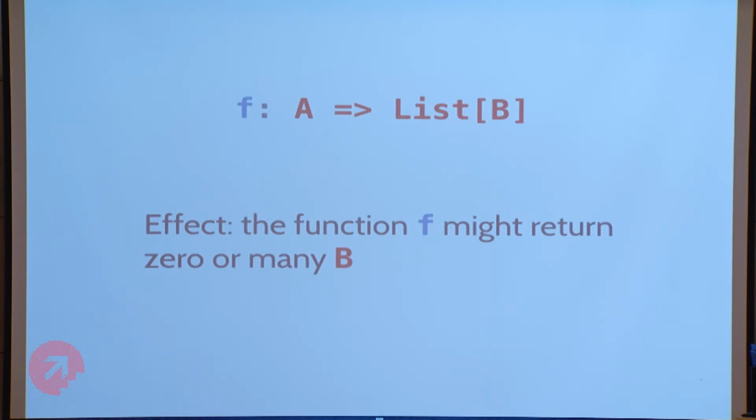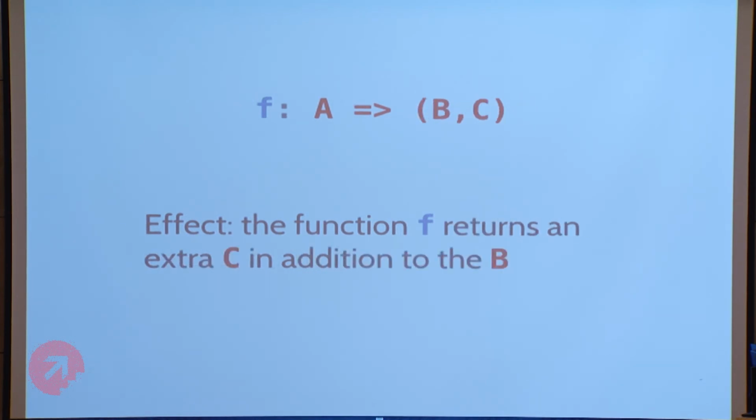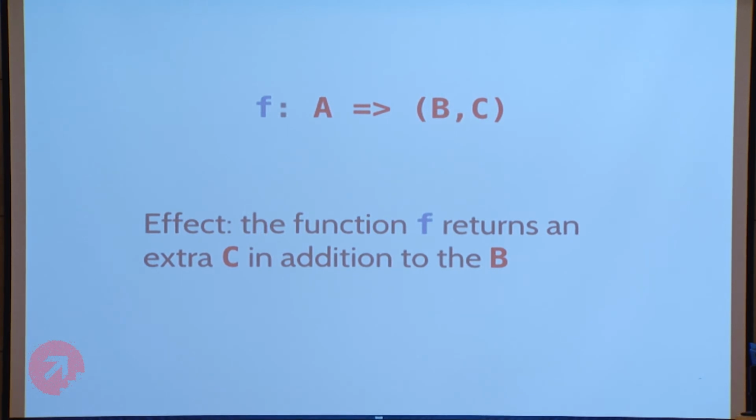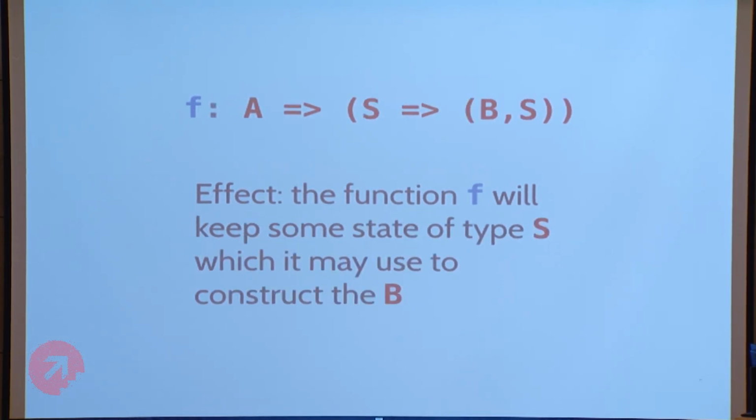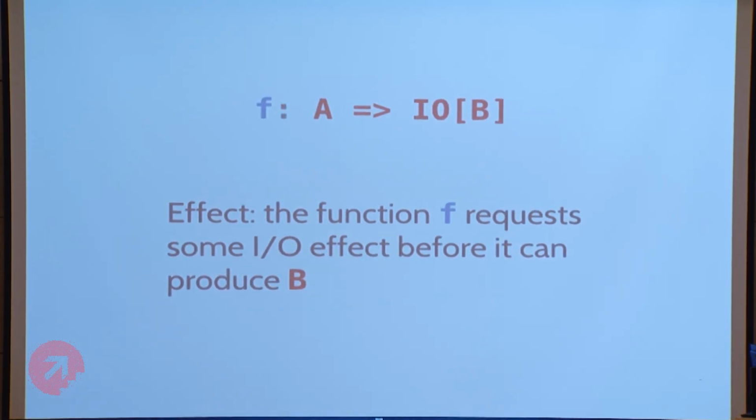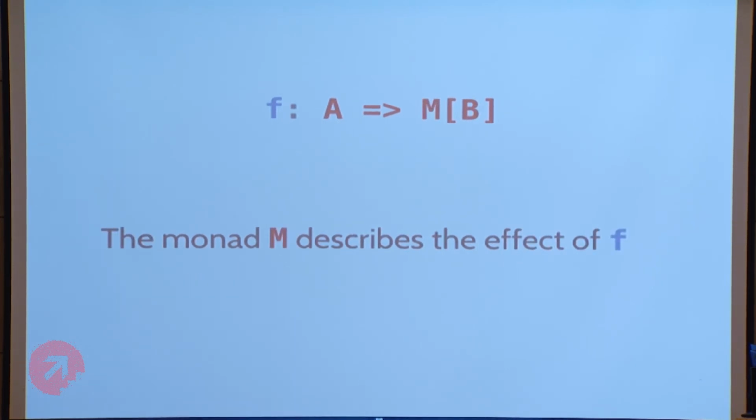And there are lots of these monads. For example, the list monad has the effect that F might return 0 or many B's. There is this sort of writer monad, which means that this F returns an extra C in addition to the B, which we might compose with other C's using a monoid. There's a reader monad, which allows us to have the effect of requesting an additional value of type R. And then there's a state monad, which will allow us to keep some state of type S, which might be used to construct R B. And then there's I/O, where the effect is that the function f might request some I/O effect in order to produce its B. So in general, a monad will describe some effect like this.